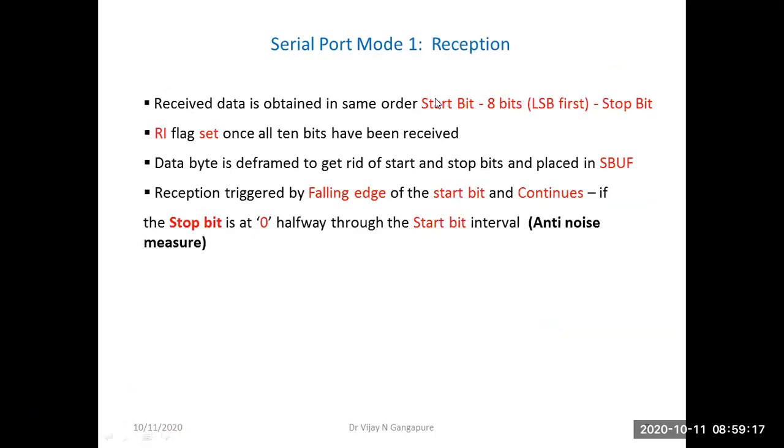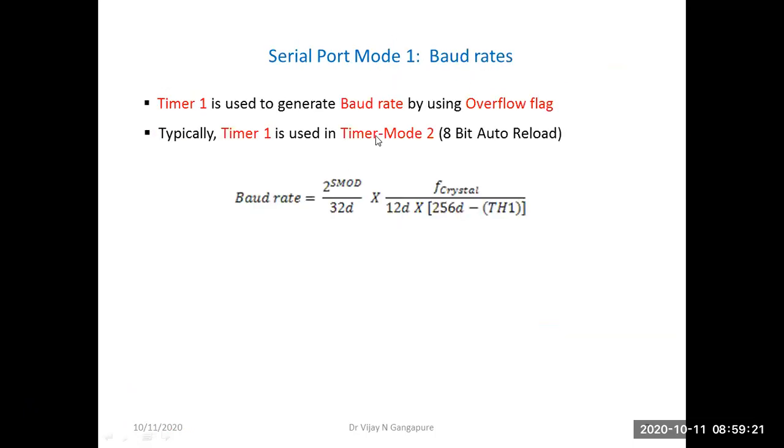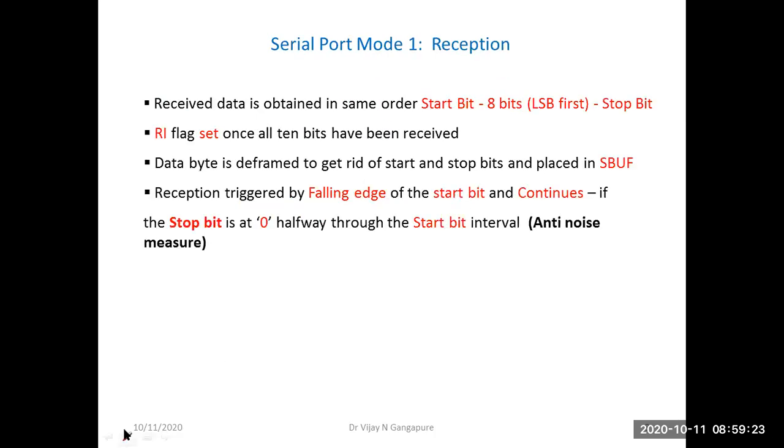Okay, so second part, that is reception in mode 1. How does reception happen in mode 1? Received data is obtained in the same order. First the start bit, then 8 bits of data, in which the LSB will be received first, that is D0, then D1, then D2, and so on up to D7. And in the end, the stop bit.